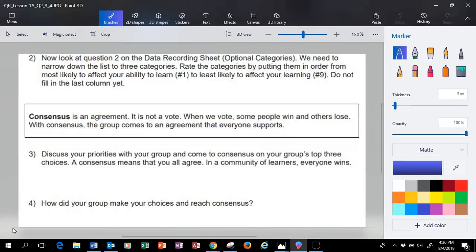Or in prior classes, or your job, or in your family, how do you all come up with consensus? Also, number 4, how did your group make your choices and reach that consensus? Again, we're not getting to do this physically, but ponder what would have made this possible, and also think of some things that are hindrances to making consensus possible.